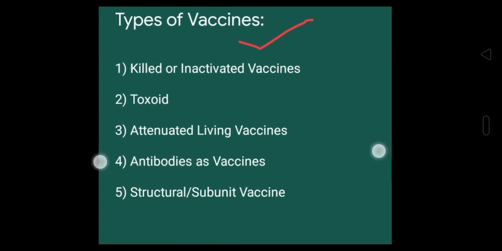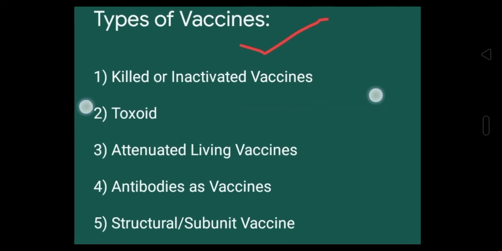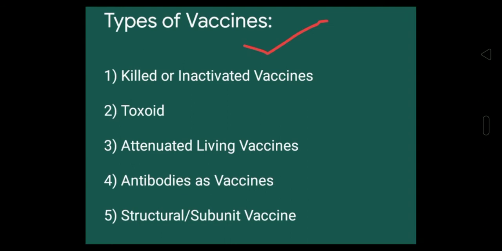Now we need to understand the types of vaccine. What are the types of vaccine? There are 5 types commonly. Let's see one by one. So, killed or inactivated vaccine. In this, what happens? The pathogen, that may be virus or bacteria, is totally killed or inactivated before injecting into the body. So this is killed or inactivated vaccines.